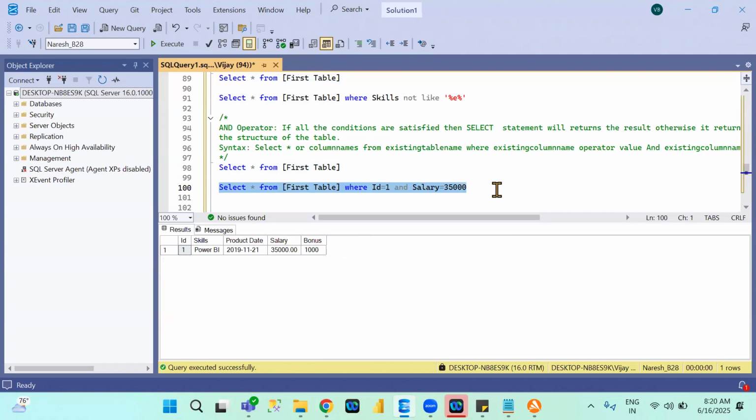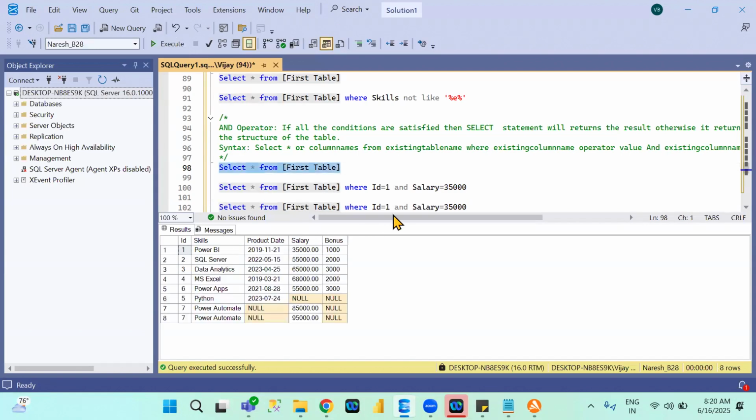Okay. Suppose, for example, salary is equal to 85,000.